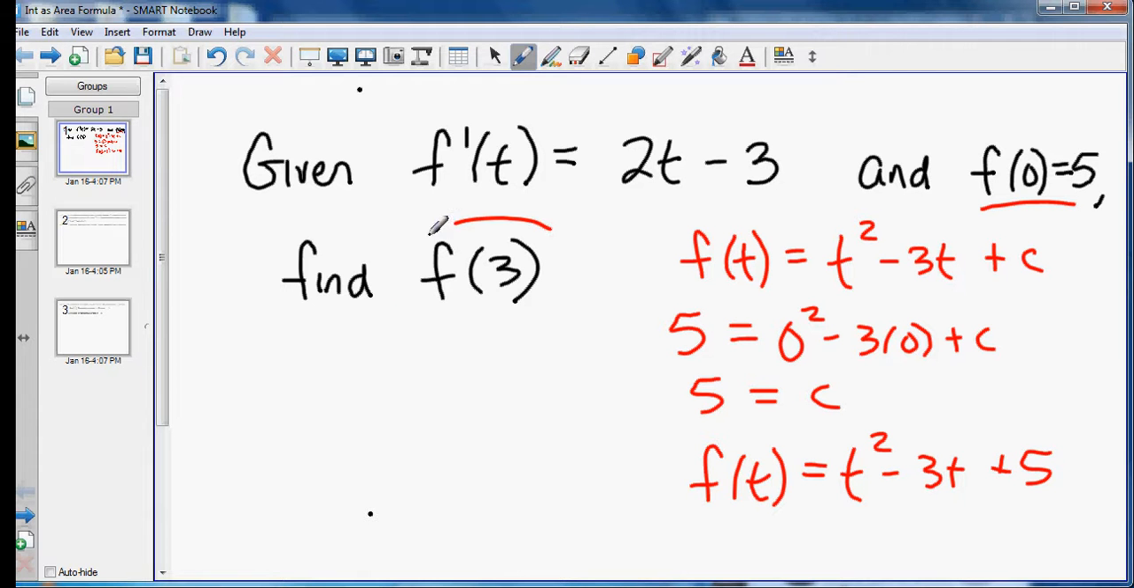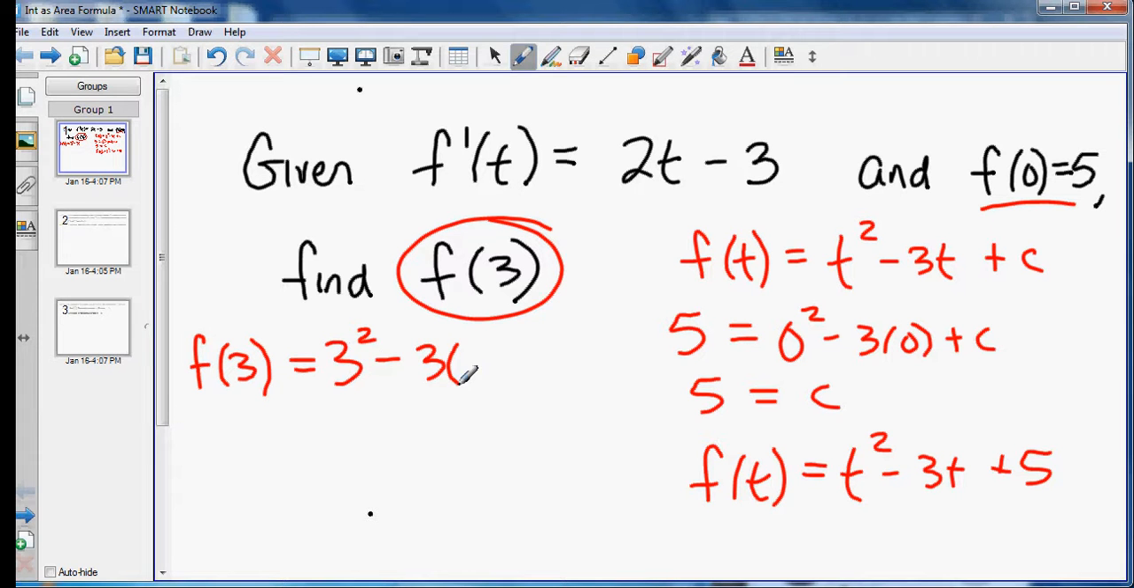So they ask us to find f of 3. We can do that by plugging 3 into that equation. Sorry, extra parenthesis there. Let me just try that one again. So 3 squared minus 3 times 3 plus 5, and that will actually turn out to be 5. Just a coincidence, that was the same thing that it was at 0. Don't pay attention to that.